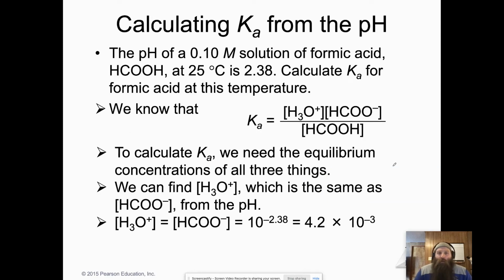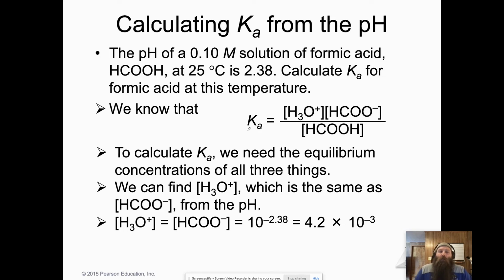So let's look at a problem where we calculate Ka. I am going to do some other videos with math problems, but I'm going to run you through this one because it is a pretty easy one. It's in the book, and I liked it, so I'm going to throw it into this first half of the Chapter 16 videos. So let's just look at calculating Ka from pH. Here's the problem. It says the pH of a 0.1 molar solution of formic acid, which is HCOOH, at 25 Celsius is 2.38. So I have the pH. Calculate Ka for formic acid.